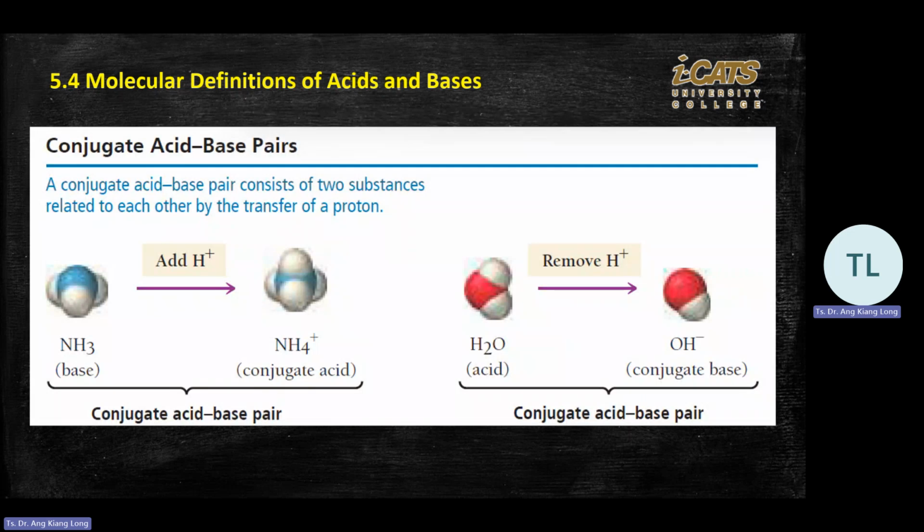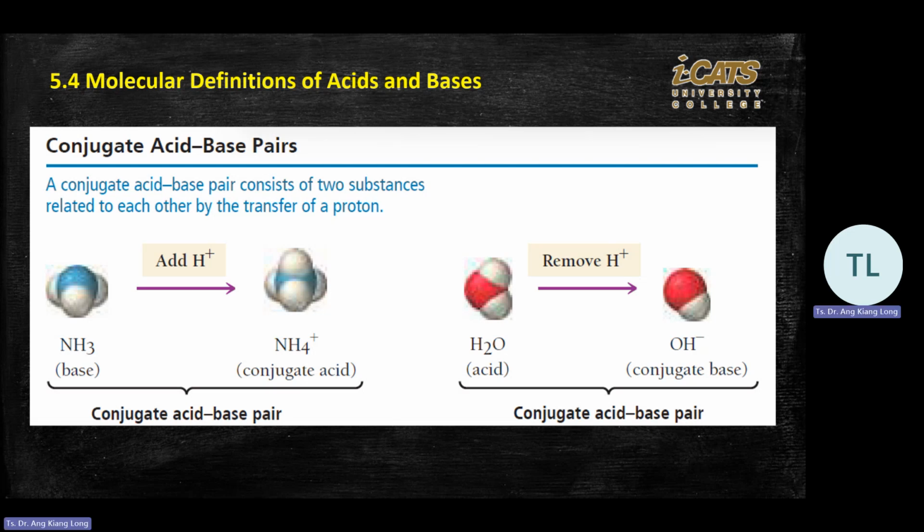Conjugate acid-base pair is something like this. So what is a conjugate acid-base pair? Conjugate means they are partners, consisting of two substances related to each other by transfer of a proton. For example, NH3 becomes NH4 plus. This whole set means some substance plus H plus gets the product. This is called a conjugate pair.